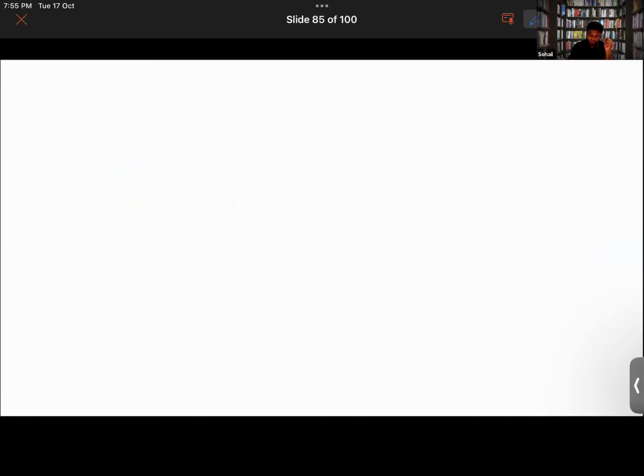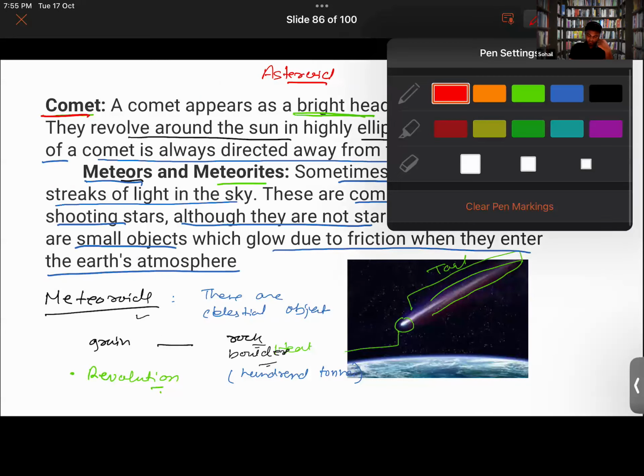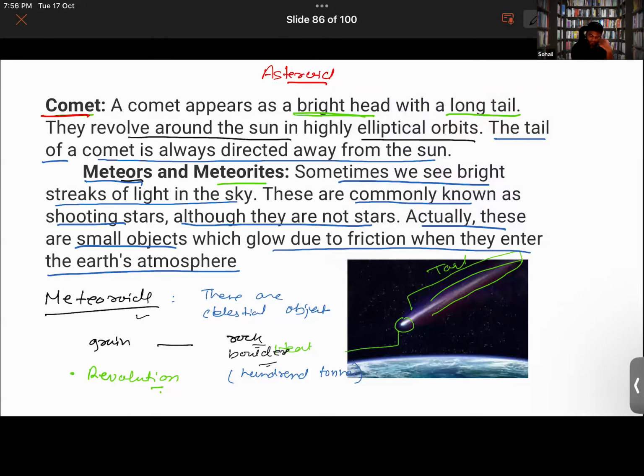Okay. Then we did talk about other bodies like asteroids, meteors, and meteoroids. So, comets, you know about them. We did talk about meteors and meteoroids. Okay. So, first, I used a term here, that is meteoroids. Meteoroids are celestial bodies whose size can range from a grain to a rock boulder size.